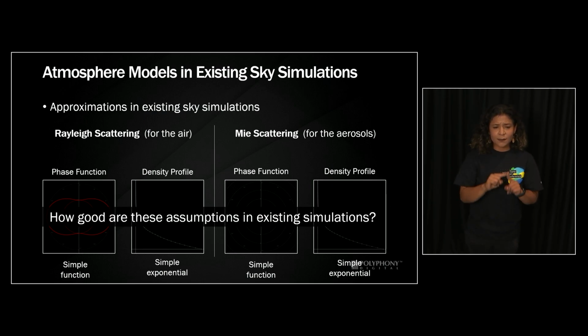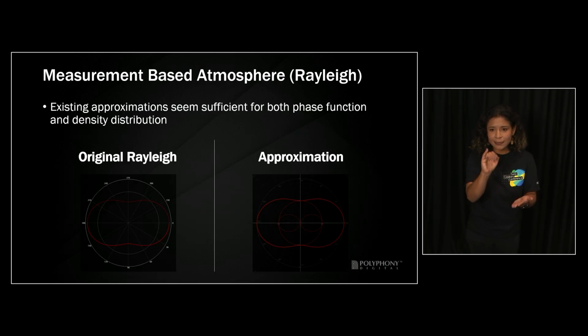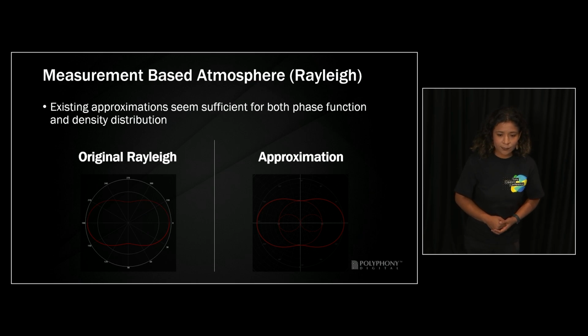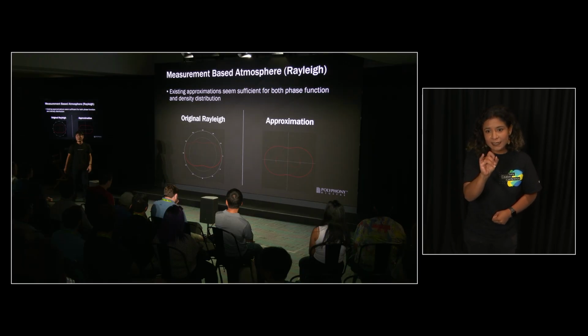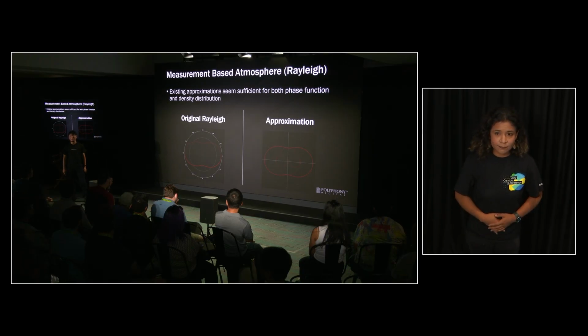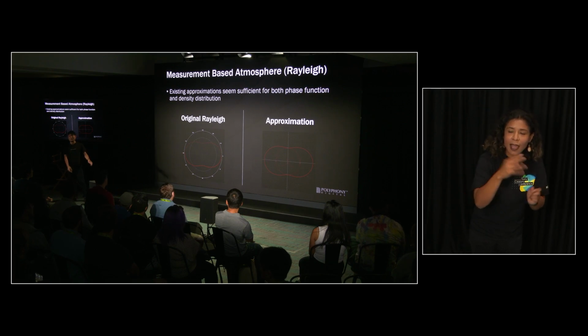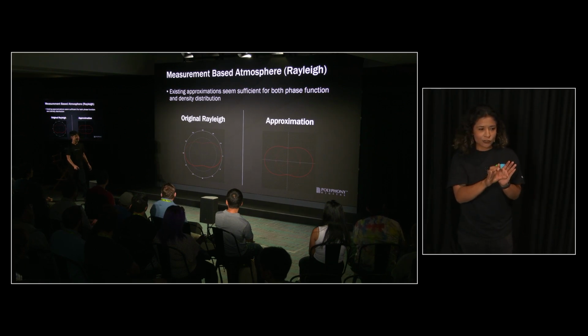But how good are these assumptions in existing simulations? First, let us look at the case of Rayleigh scattering. Let me conclude first. Existing approximations seem to be sufficient for both the phase function and the density distribution. This figure shows the original phase function and the approximated function. As you can see, they are very close.